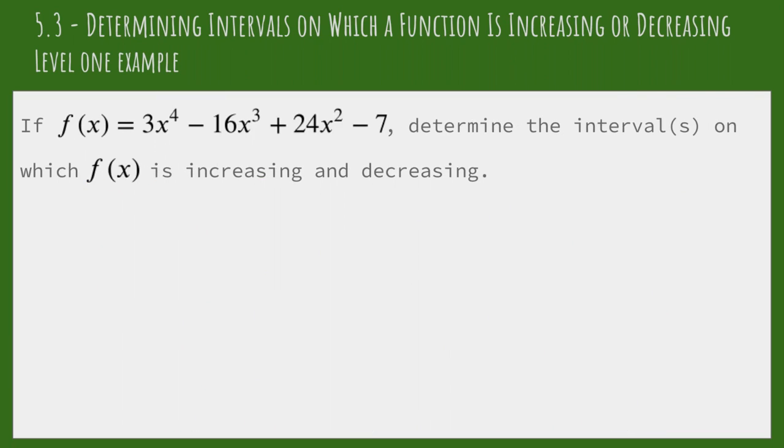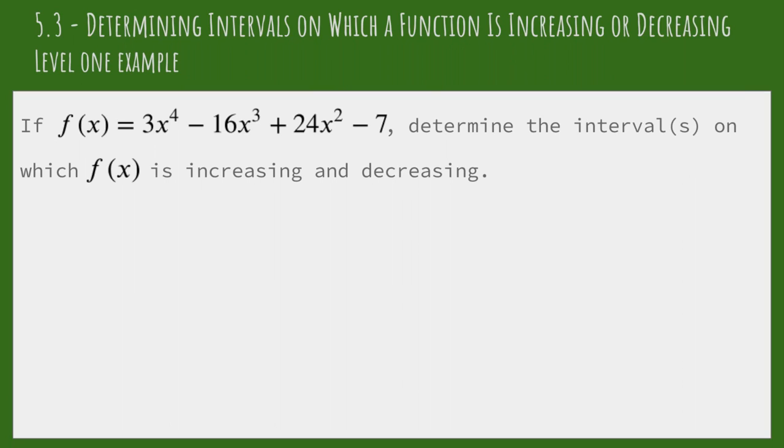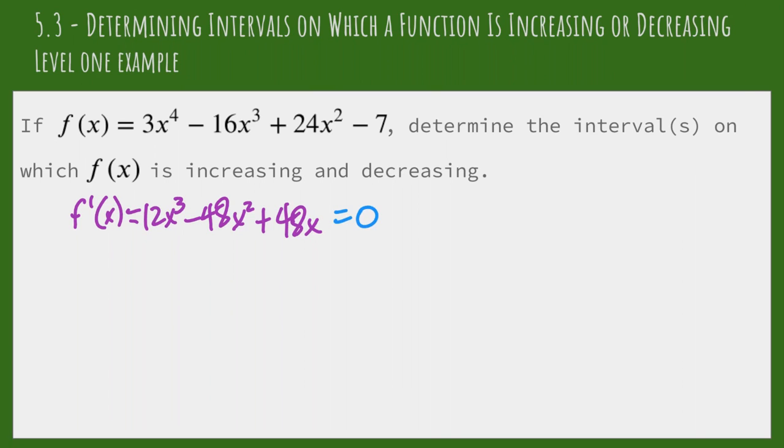Second example is really similar. So we want to figure out where the function is increasing and decreasing. So we want to find critical values by taking the derivative, and setting that derivative equal to 0. So I'm going to solve this by factoring.